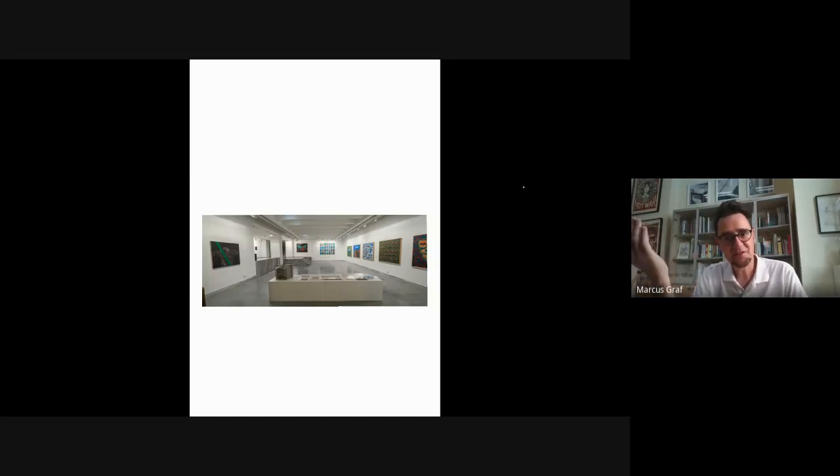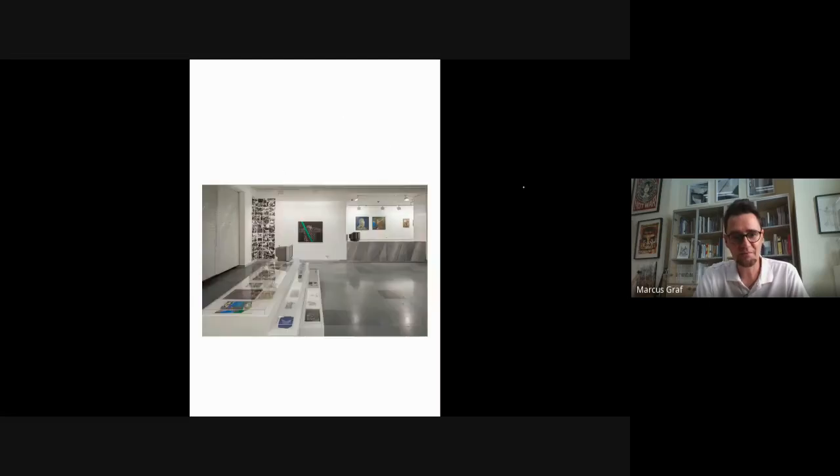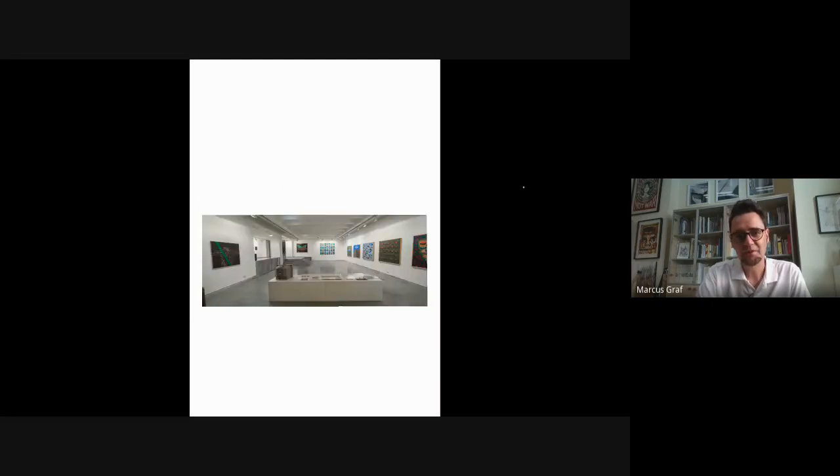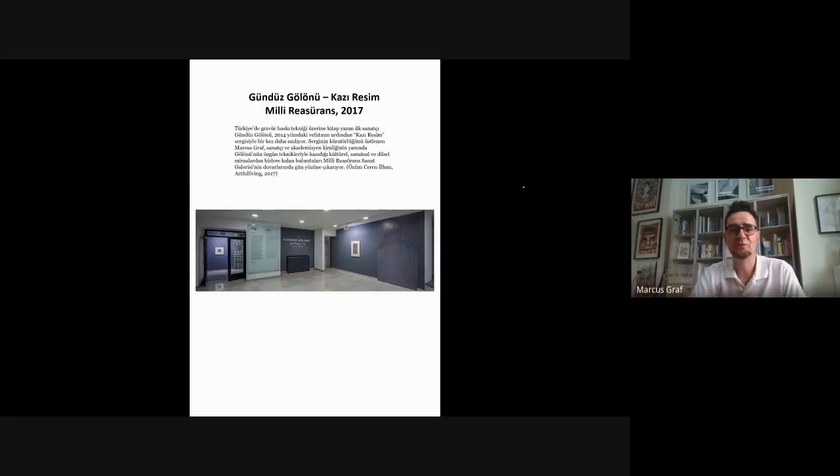I say especially stairs-like, because if you look carefully, you see that those pedestals actually resemble a bit the staircases or the stairs in the back. Previously, before this exhibition, I did an exhibition about Gündüz Gölünü, also an artist who just passed away recently. And here you see the entrance of the building.